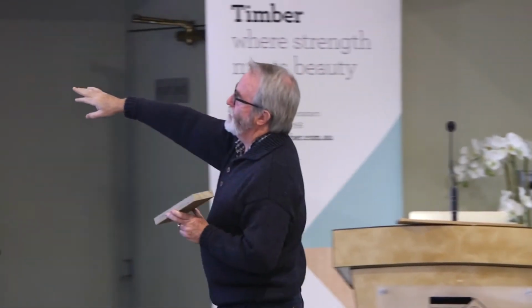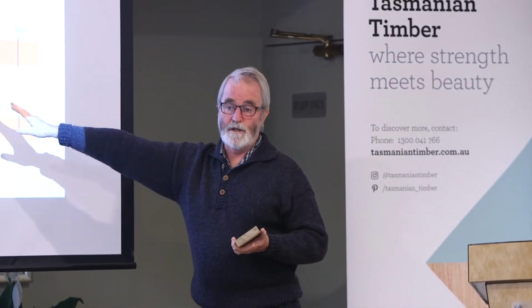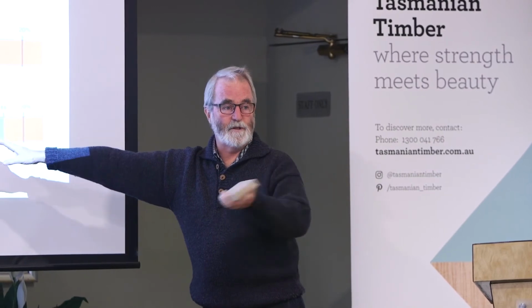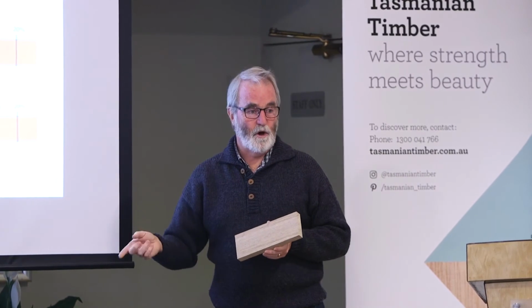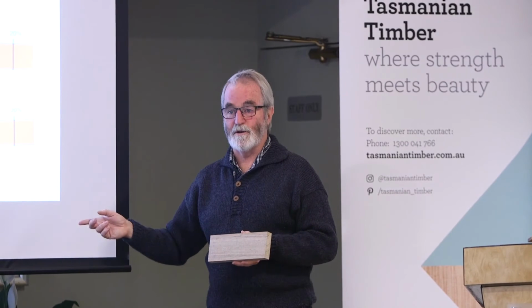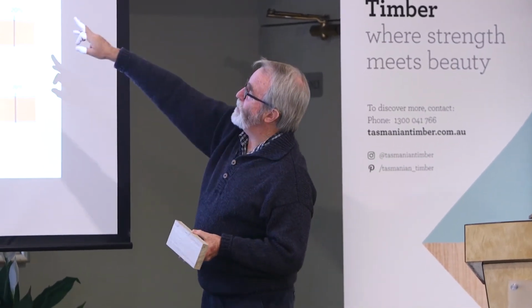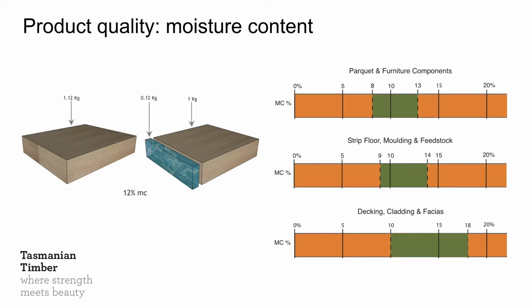These are the parameters set out in the Australian Standard 2796 for moisture content supplied from a producer to a customer. That doesn't mean to your job, that means to the joiner, if it then goes from the joiner to your job. So it varies. Parquetry and furniture is quite tight, 8 to 13. Strip flooring and other moulded products, 9 to 14. And decking and facades that are going to be outside, up to 18.